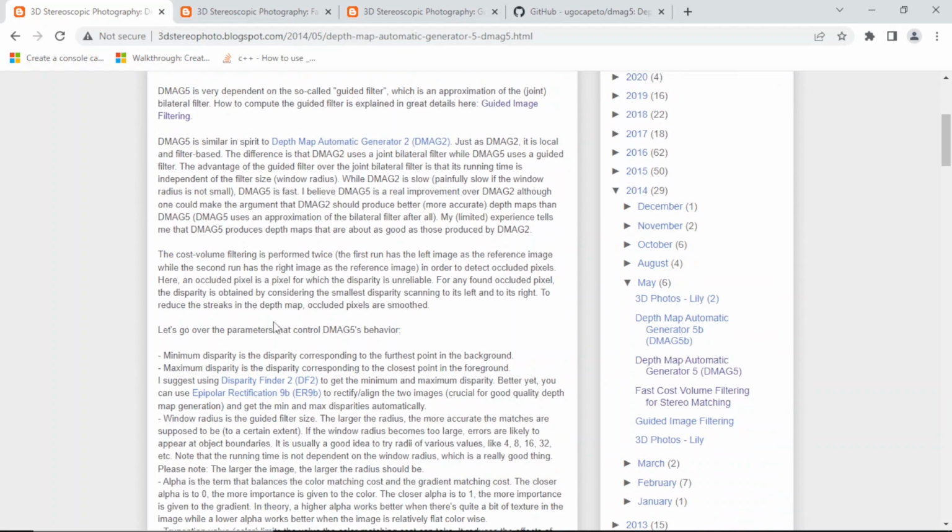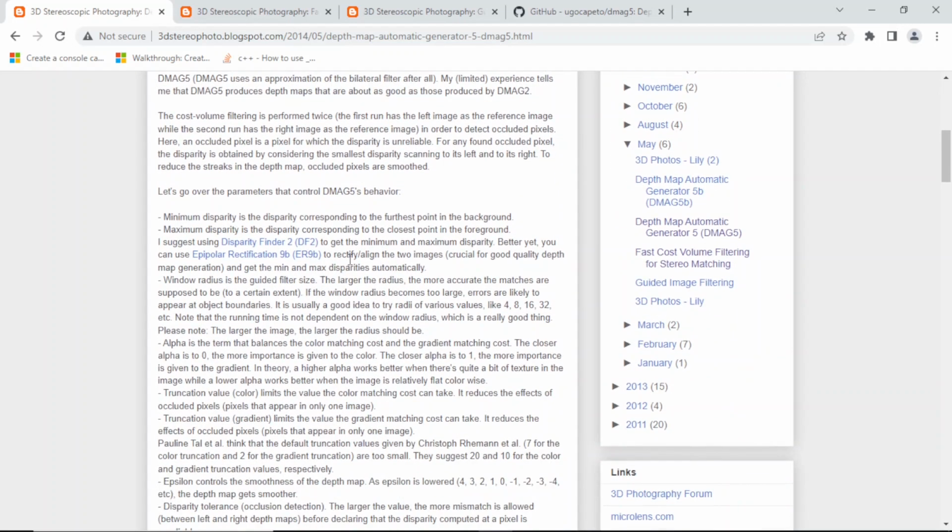I just want to go over the parameters that control DMAG5's behavior. Those parameters are in the DMAG5_input.txt file. That's the input file. So you have the minimum disparity, maximum disparity. It's all explained. The window radius is the guided filter size. The nice thing about DMAG5 is that the running time doesn't depend on this radius. It could be small, it could be large, it doesn't make any difference.